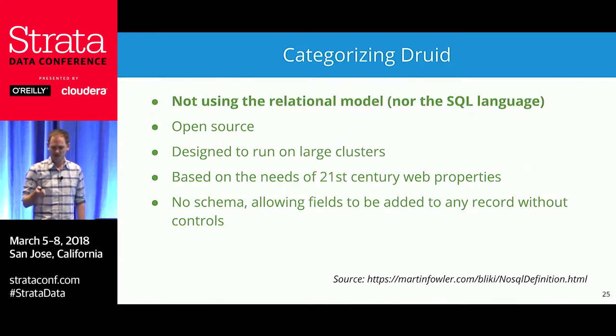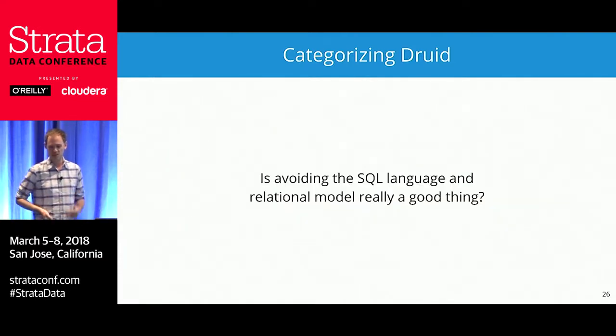So the one that really jumps out is the first one. The other four things are useful. I mean, open source is great. You get to look at the source. You get to fix your own bugs. That's awesome. You get to contribute. Running on large clusters is good. Big scale is good. Ability to evolve the schema quickly is good. But is it really good to avoid the SQL language and relational model?